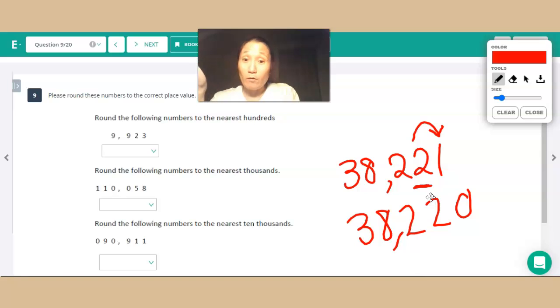Remember, I would recommend that you get your whiteboard marker out and do these with me. You don't improve unless you do them. Just watching me is not enough.